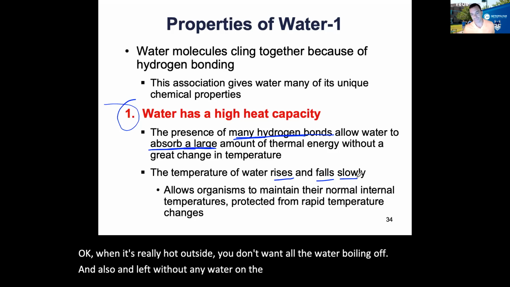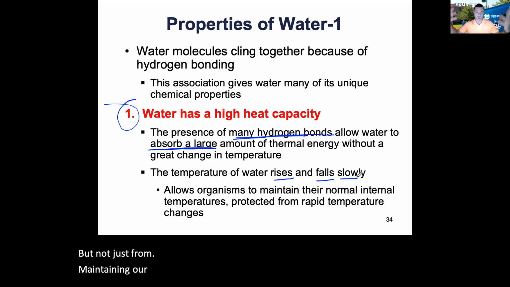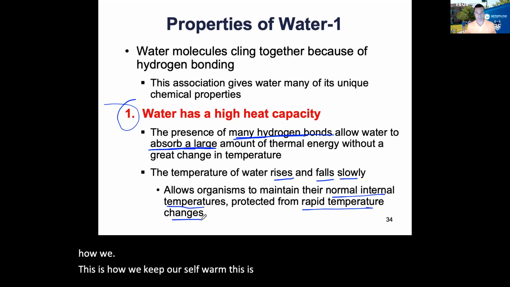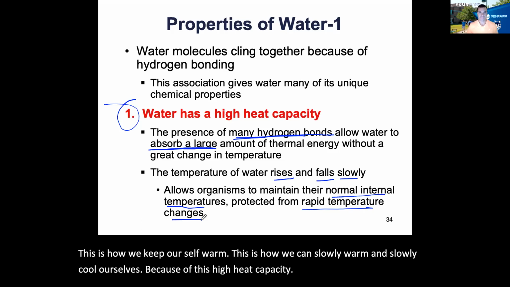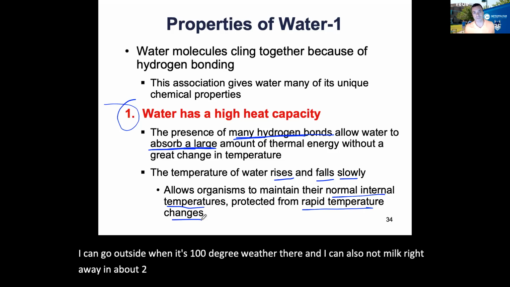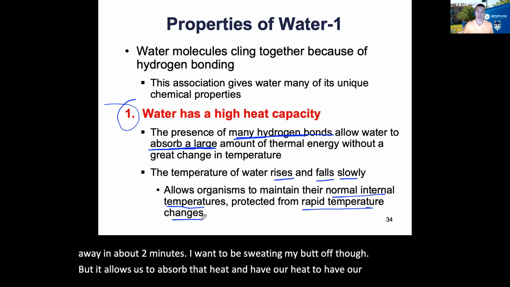That would be stupid. But not just from maintaining our world temperature, this is how we keep ourselves warm. This is how we can slowly warm and slowly cool ourselves because of this high heat capacity. I can go outside when it's 100-degree weather and not all of a sudden melt right away. In about 2 minutes, I'm gonna be sweating my butt off though, right? But it allows us to absorb that heat and have our temperature change slowly over time.